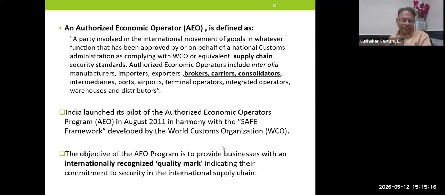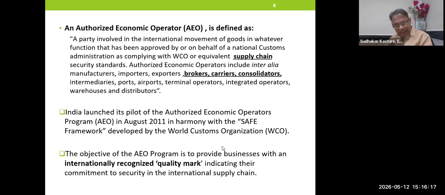So we launched this program, as I told you, in August 2011. And one beautiful thing you must understand. The objective of the AEO program is to provide businesses with an internationally recognized quality mark, indicating their commitment to security in the international supply chain. Therefore, if you have AEO certification, the buyer trusts you more, and this is going to be much more important in what is happening in the international world today, like the Russia-Ukraine war, Israel-Gaza, USA-Iran, where security played an important role. So much so that insurance premiums have skyrocketed if your cargo is passing through the Middle East, particularly Hormuz. That is why this becomes much more important.